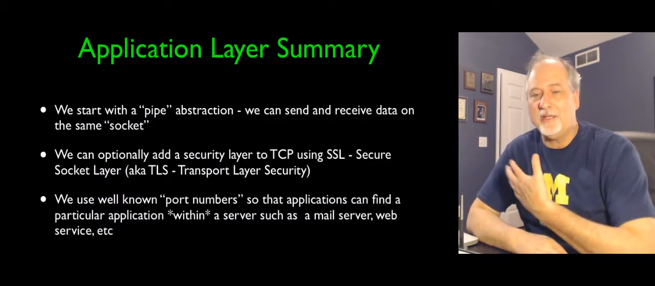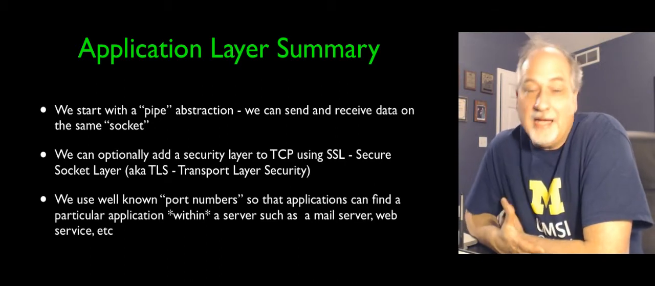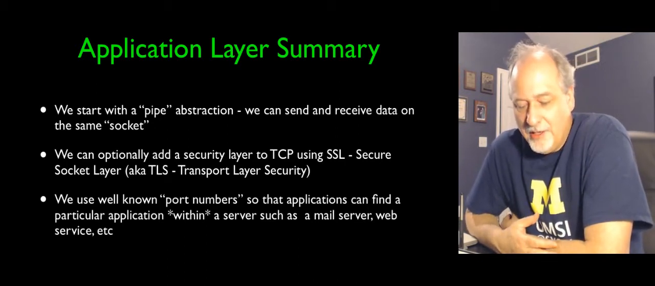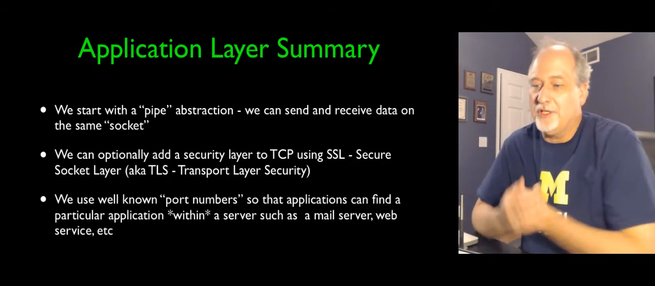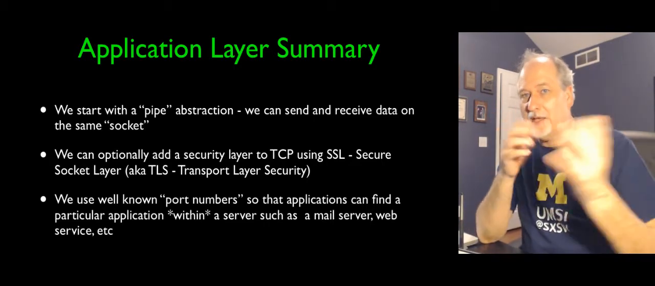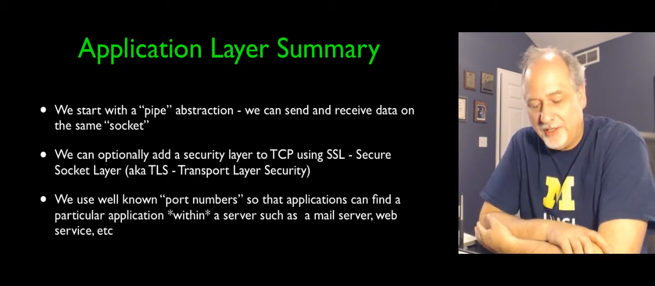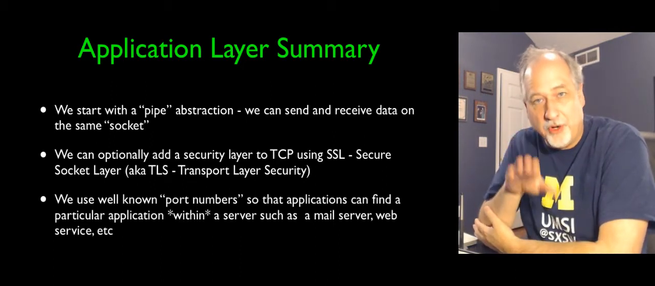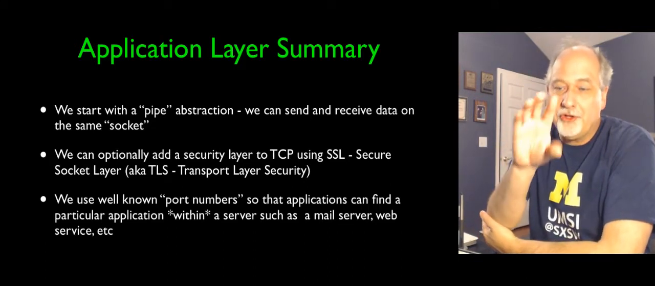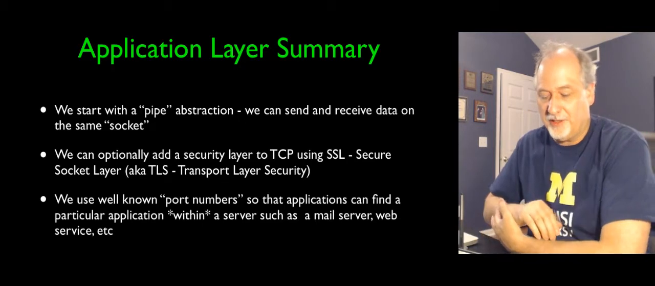So basically the application layer is a rich place. And there's lots of things that happen in the application layer. We have this pipe abstraction. It's kind of like a string with 2 tin cans, and we can shout into one end and stuff comes out the other end. Later we'll talk about adding security to that. And we use these port numbers to allow multiple different servers or services on a computer that we can connect to.